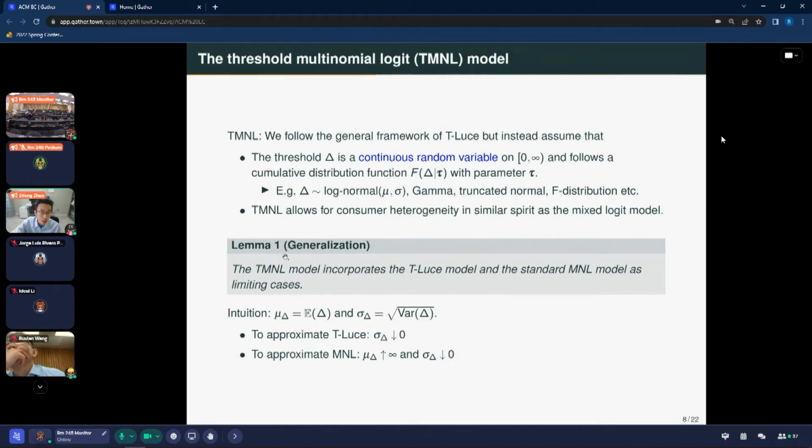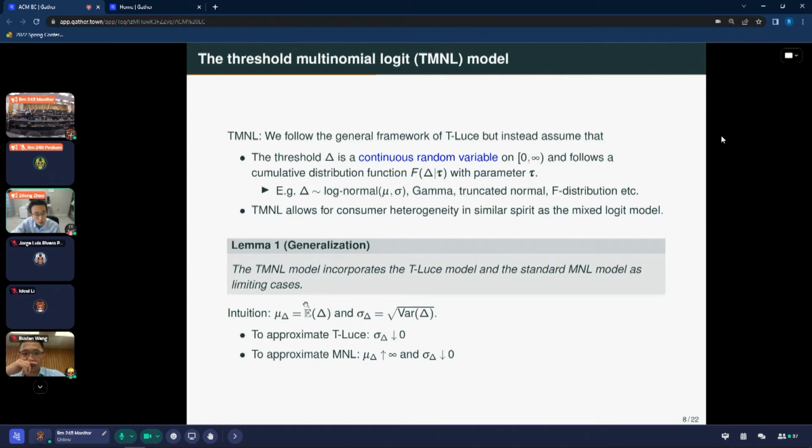So first we have a very simple lemma 1. Assuming this lemma 1 tells us that our proposed TMNL model can incorporate both the T-loose model and the standard MNL model as a limiting case. The intuition is very simple.